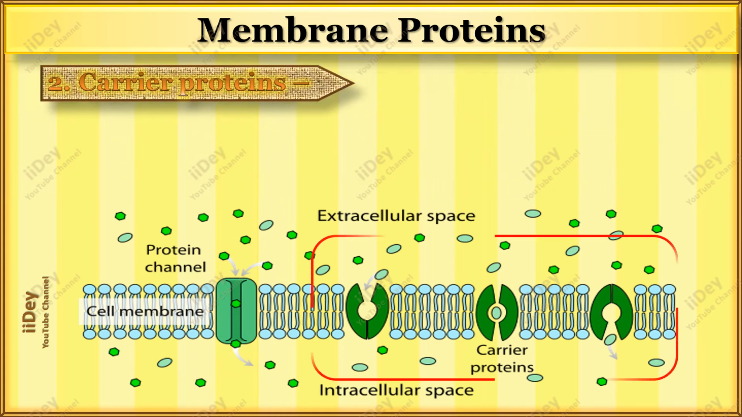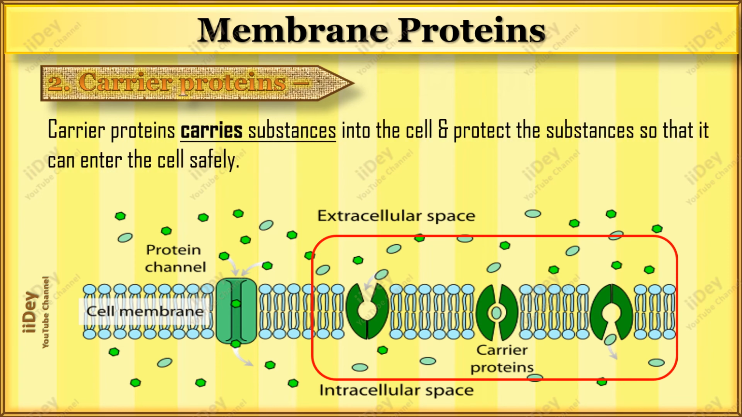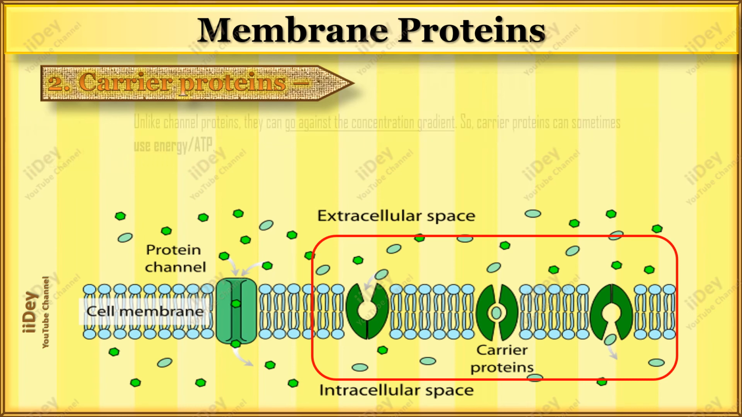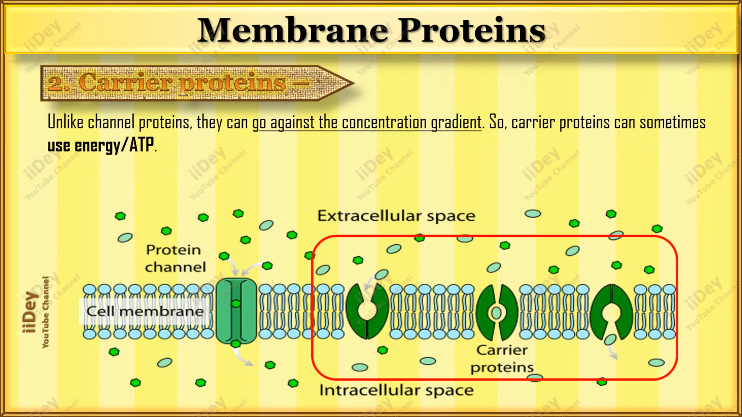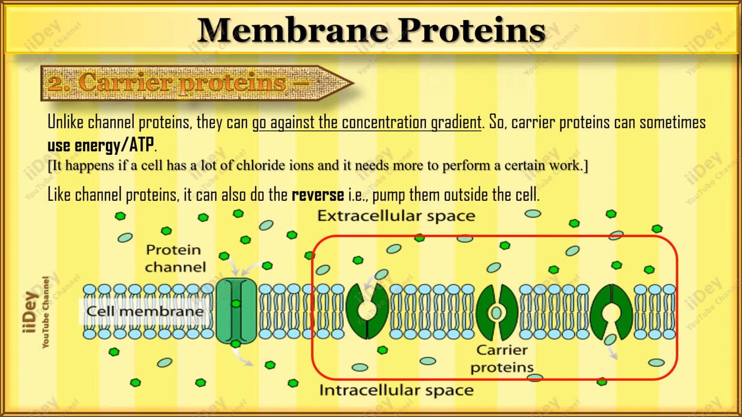Number 2. Carrier proteins. Carrier proteins carry substances into the cell, and protect the substances so that they can enter the cell safely. Unlike channel proteins, they can go against the concentration gradient. So carrier proteins can sometimes use energy or ATP. It happens if a cell has a lot of chloride ions, and it needs more to perform a certain work. Like channel proteins, they can also do the reverse, that is pump them outside the cell.